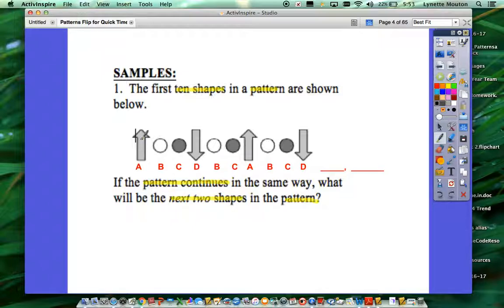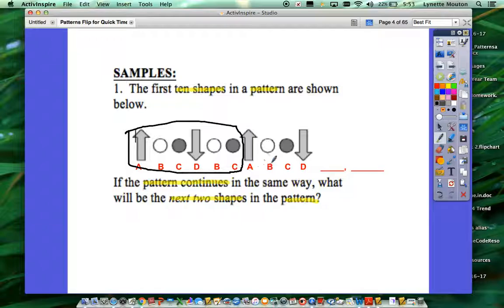So this arrow pointing up would be A. Then the open circle would be B. The shaded circle, C. This arrow gets a D because although it's still an arrow, it's pointing down now. So it's different. Next, this circle is a B again because it matches that one, and this shaded circle is a C. And we've come back to the beginning to our A again. So this would be the pattern that's repeating: A, B, C, D, B, C before we come back to that original A again.